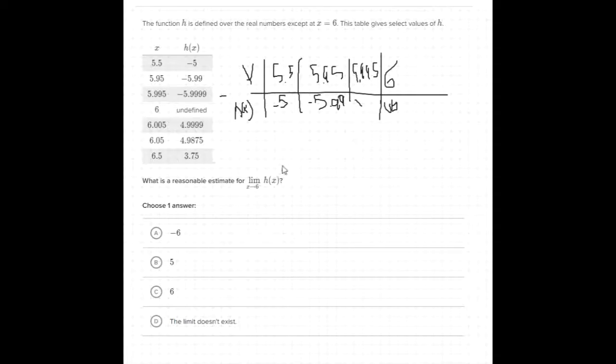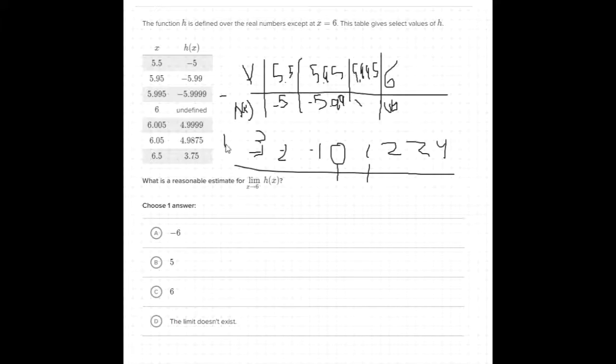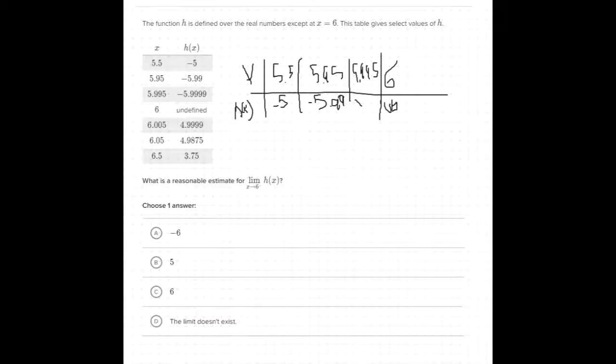Well, the number line always goes, let's say you have the number line 0, 1, 2, 3, 4, -1, -2, -3, -4. It always goes from left to right, from smallest to greatest. We look at our table here: this is the smallest, and this is the greatest. So that means this must be going from left to right. Since this is approaching from the left, we don't really care about the right. That's what really matters.